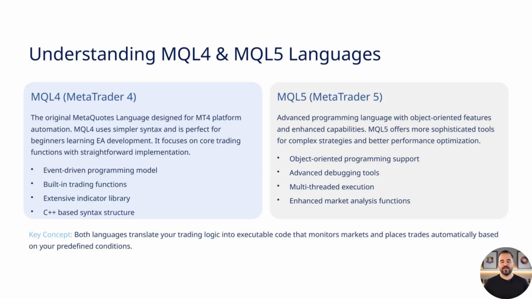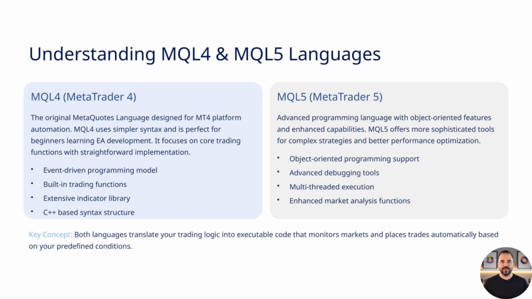Behind every EA is code, and for MetaTrader, that means MQL4 or MQL5. These two languages share the same purpose, turning your logic into executable trading systems, but they differ in complexity and capability. MQL4, built for MT4, is straightforward. Its syntax is simple enough for beginners, making it the natural entry point for new developers. The language uses an event-driven model where functions respond to market ticks, trade confirmations, or chart updates. With built-in trading functions and access to a large library of indicators, MQL4 allows you to script effective EAs without needing advanced programming experience.